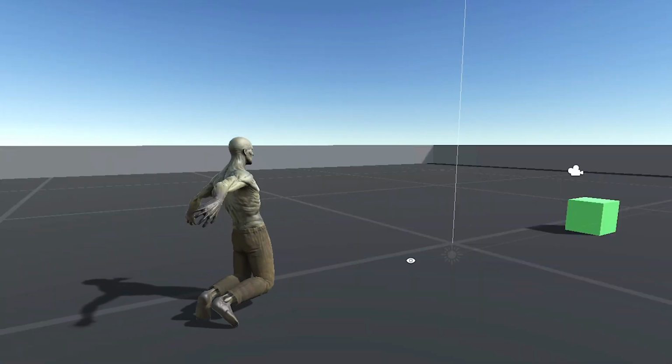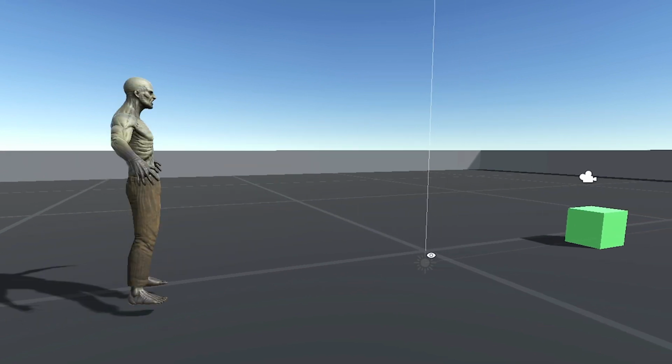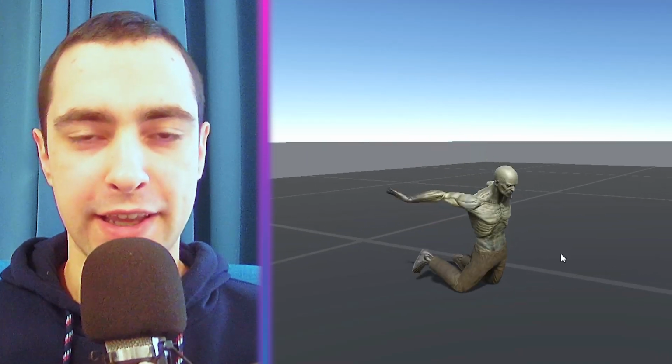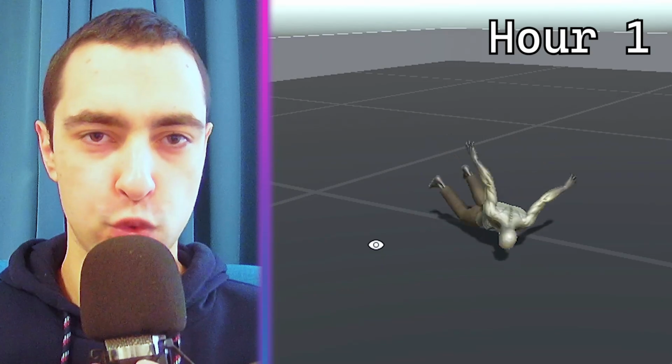This cube is his target. He needs to walk towards this cube and touch it. If he does it, he gets +1 reward. In the beginning, he didn't know how to do anything, he just kept falling over. But after 1 hour of training, he was able to at least fall towards the cube.